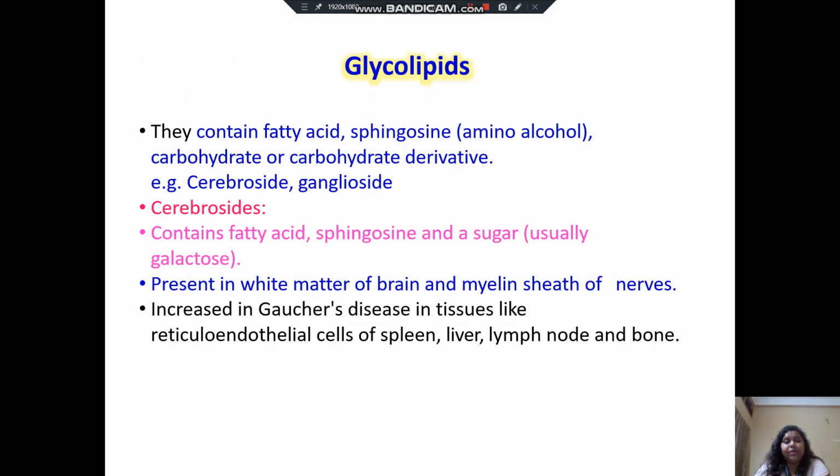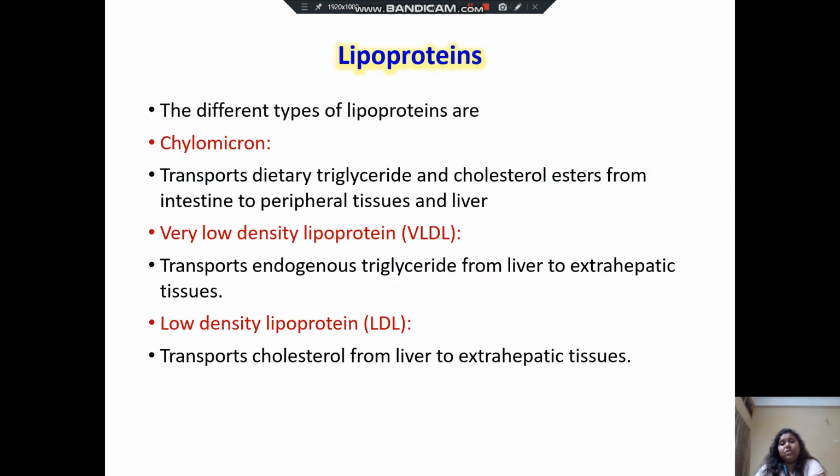So there are several roles we can say, and in my next video I will discuss the other parts of the lipids that act as the basic sources of lipids.